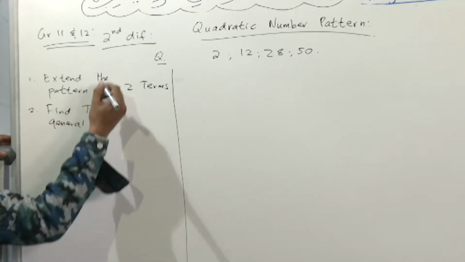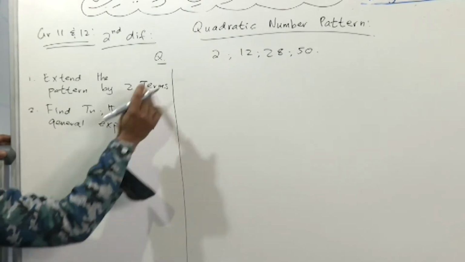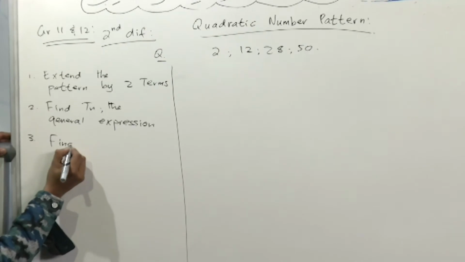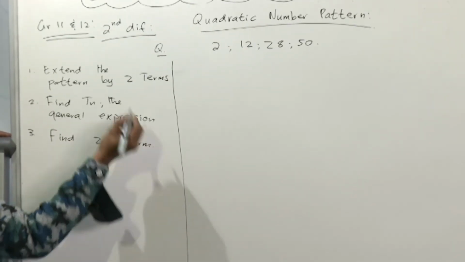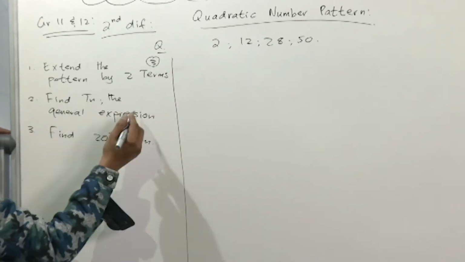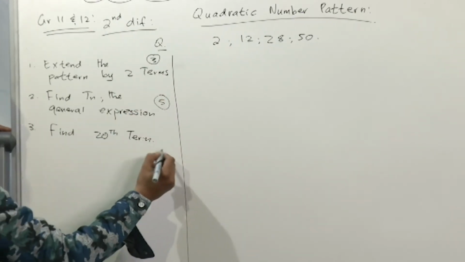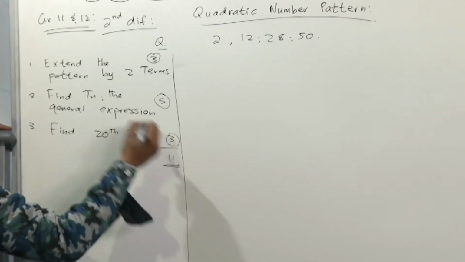Now you know this is the typical style of questions that would appear based on a number pattern. And then: find the 20th term. The first question here would be worth probably 3 marks. Find Tn, the general expression, worth 5 marks. So you've got 3 and 5, that's 8. Find the 20th term, another 3 marks. So total marks, 11 marks.